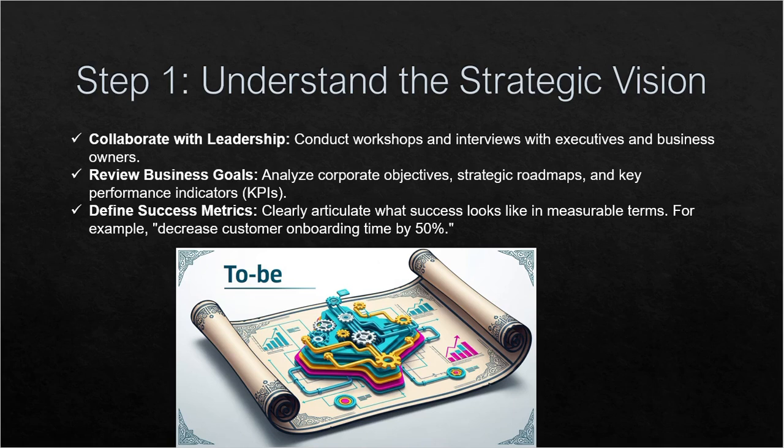We then check how the product or solution meets the business objectives. Then deeply review the business goals, analyze the corporate objectives, strategic roadmap and key performance indicators of that software, and how these solve the business problem. And then define the success metrics. Draw the success metrics for each stage, what we are going to complete, and how we can say that it is successfully completed or that the task is done.